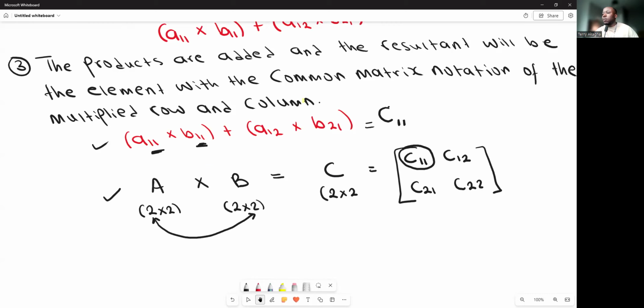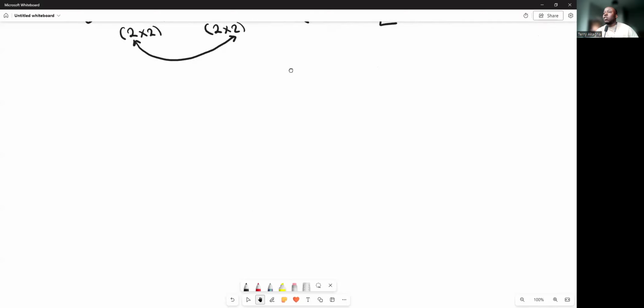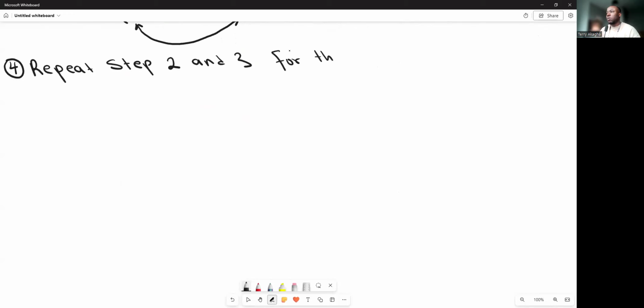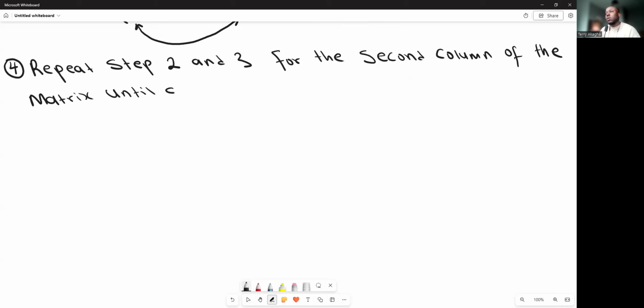All right, so now go to step 4. Now that we've got the first element, the next thing you have to do is repeat. So number 4, all right? We then repeat steps 2 and 3, the multiplication, for the second column. So repeat it for the second column of the matrix, until all the columns of the second matrix are exhausted.